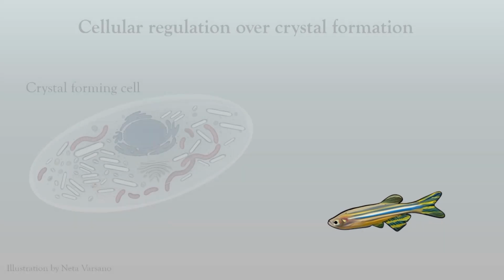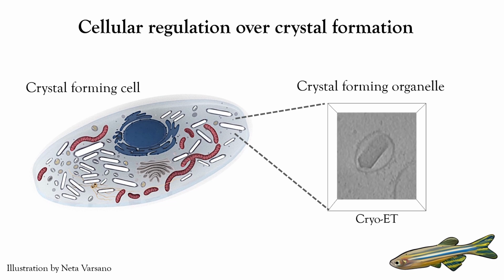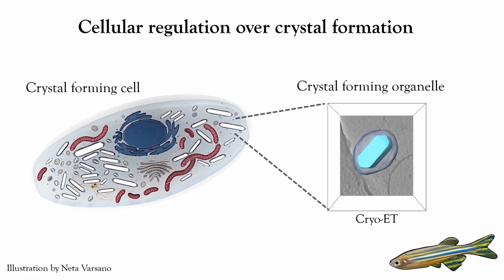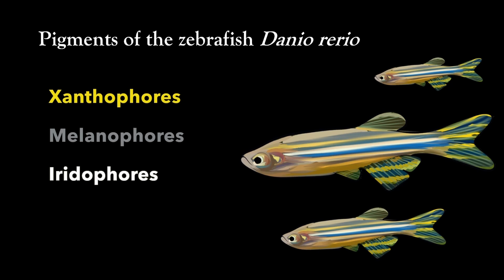Our lab, the Gur lab, is interested in these crystal-forming cells. And more specifically, we're interested in the crystal-forming organelle. And to study these cells, we utilize the zebrafish, which are a really cool animal model. And they have 3 different types of pigment cells. We have the xanthophores, which are yellow, the melanophores, which are black, and the iridophores, which are these structural colors, which are light and shiny and reflective.